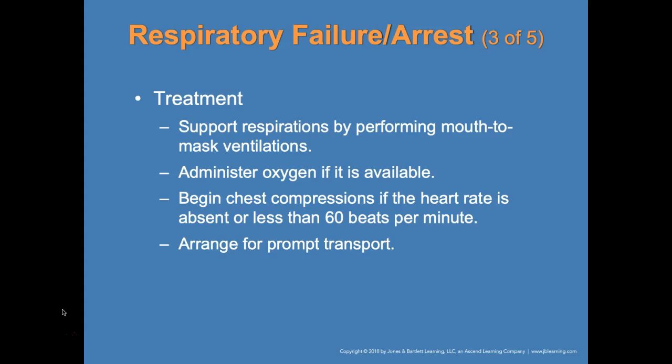The important one to remember here is that if that heart rate is absent or less than 60, we need to start CPR. Okay, especially if there's signs of cyanosis or other poor circulation. We need to get that CPR started.